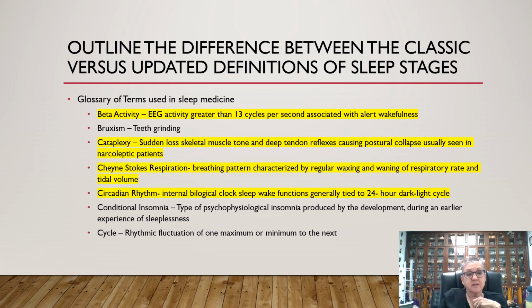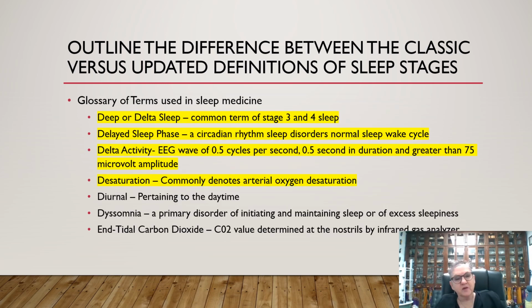circadian rhythm is the internal biological clock, and the sleep-wake functions generally tied to a 24-hour dark-light cycle. Deep or delta sleep is a common term for stage 3 or 4 sleep. Delayed sleep phase is a circadian rhythm sleep disorder, a delay of the normal sleep-wake cycle.